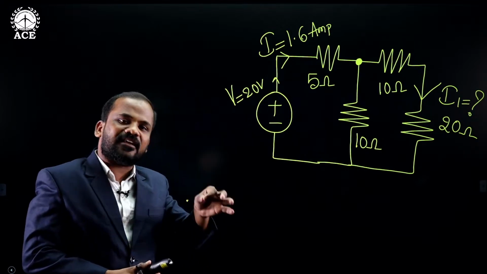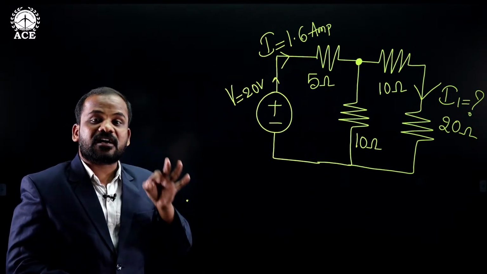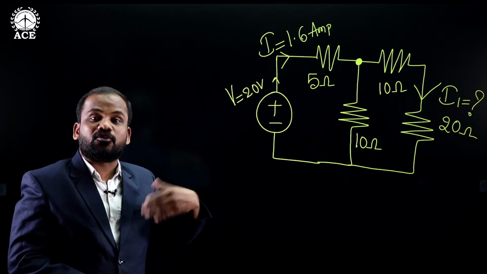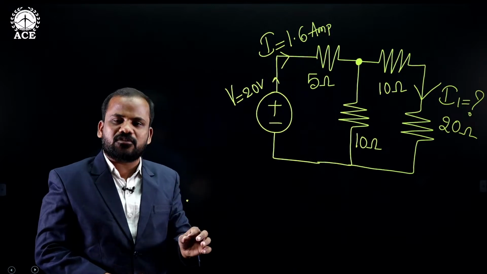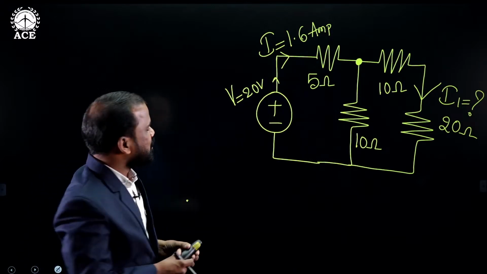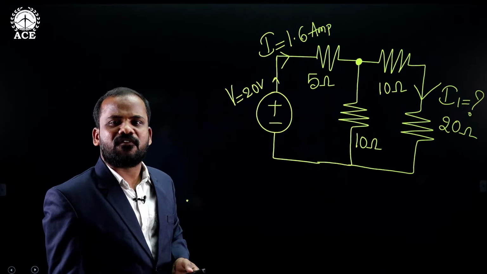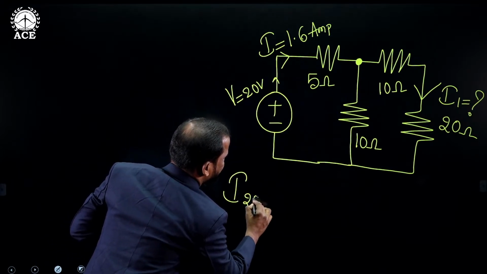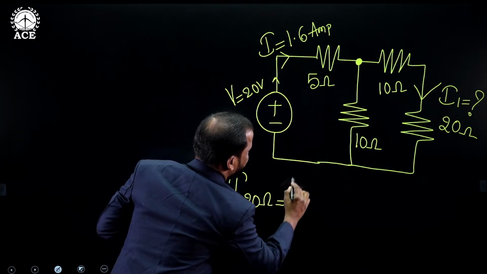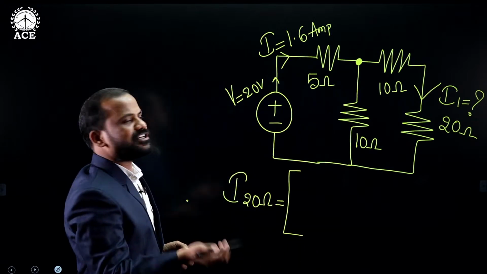We need to apply the current division rule. When the current is divided from the total current available at the junction point, it is mandatory to use the current division rule. Now what is the current division rule formula? Current flowing through 20 ohms is equal to the total current available at the junction point.